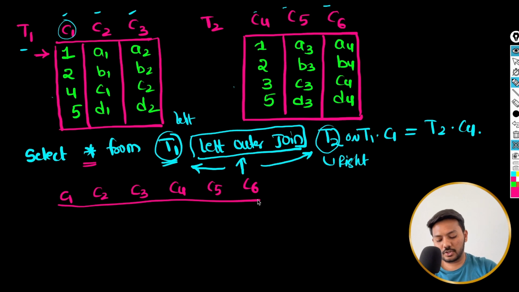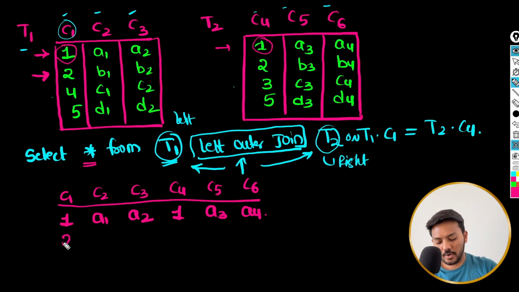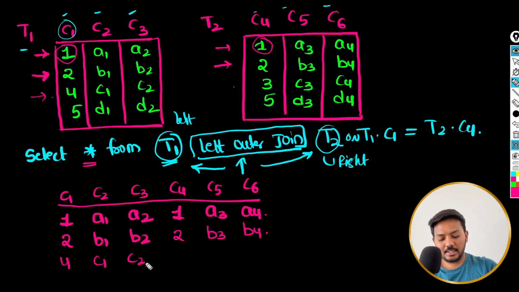And first it will go to the first record. We have 1, A1 and A2, and for the first record of C1 we have the corresponding match in C4. So I get 1, A3 and A4. Is that clear? Now it will go to second record. So you have 2, B1, B2, because 2 is already present inside your table 2 as well. You will get 2, B3 and B4. Now it will go to the third record 4, C1, C2, and because there is no element corresponding to 4 in the table 2, what I'm going to do is I'm going to incorporate null here.